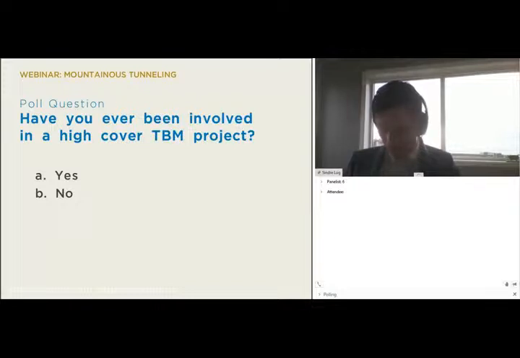And Sindra, while everyone is answering that, we have a question. What tunnel depth constitutes high cover, and can fault zones create similar effects without there being high cover?